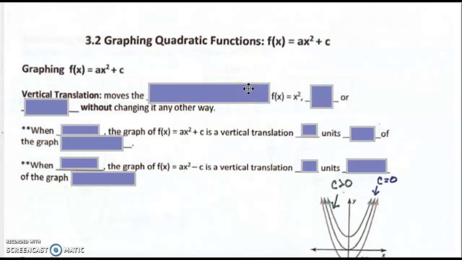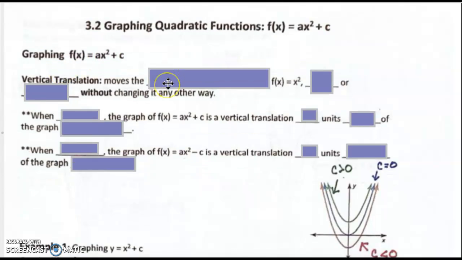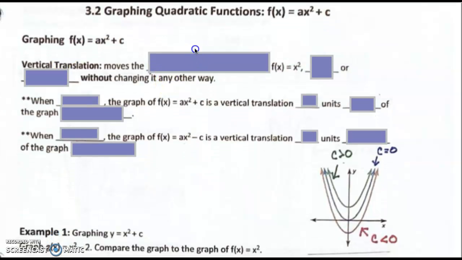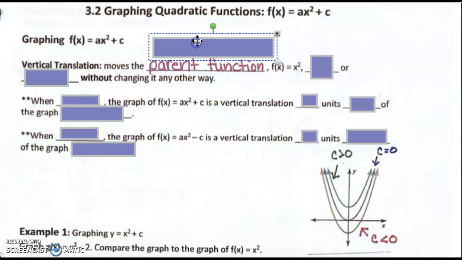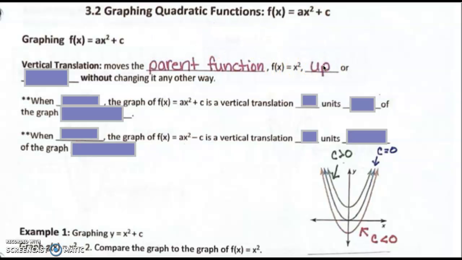Okay, so these are notes for 3.2. And last time we graphed just ax squared, and now we're going to graph ax squared plus c. So it says a vertical translation moves the parent function f of x equals x squared, that's the one we always graph, up or down without changing it any other way.